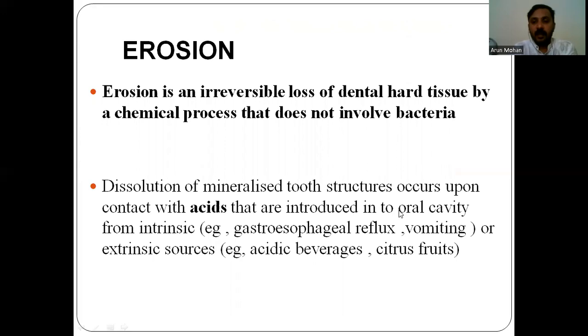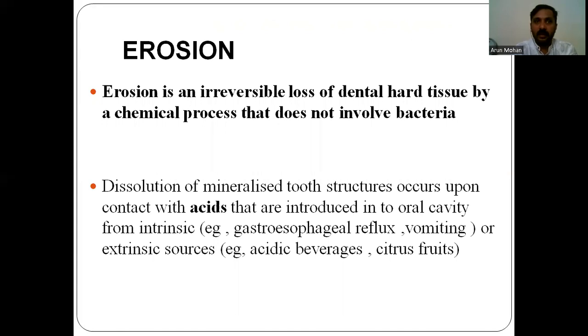So that's with abrasion. Next one is erosion. The next regressive alteration which can happen is erosion. Now, erosion is an irreversible loss of dental hard tissue by a chemical process that does not involve bacteria. It is caused by chemicals, mostly acidic materials, but does not involve bacteria, which rules out dental caries.